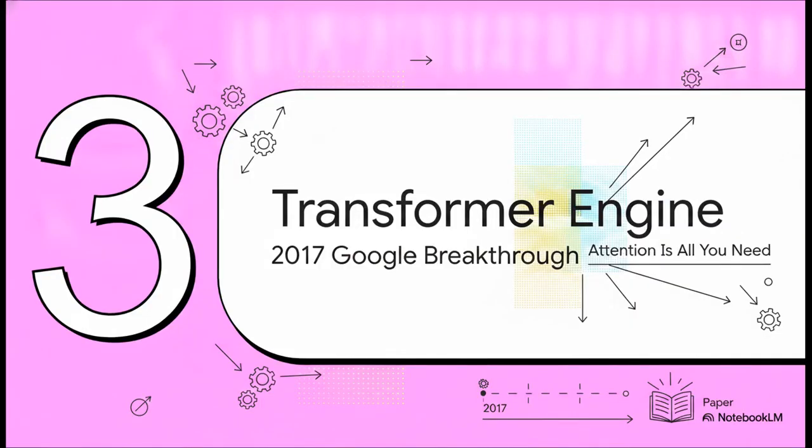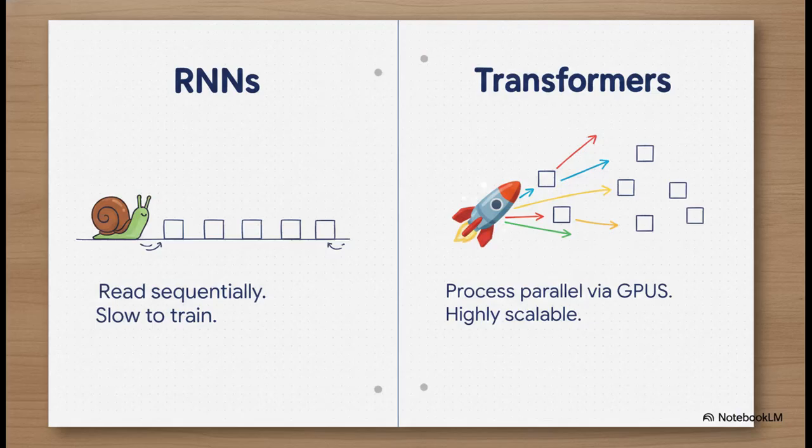Moving right along to part 3, the transformer engine. This was the massive 2017 Google breakthrough. Now, to understand why Google's Attention Is All You Need paper was such a huge turning point, we really have to look at what came before it. Prior to 2017, the gold standard was recurrent neural networks, or RNNs. The big problem with RNNs, though, is that they read text sequentially, token by token, from start to finish.